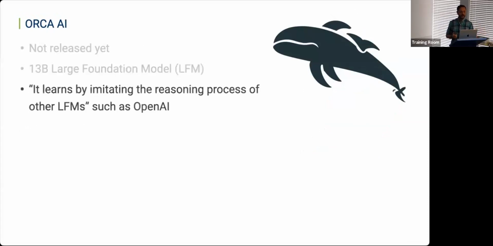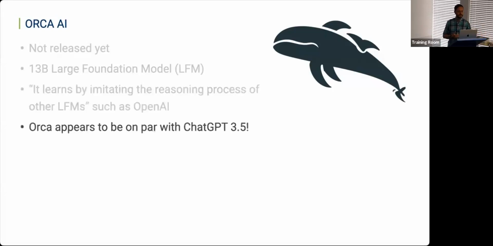Now, what's different about this is that it learns by imitating the reasoning process of other LLMs. Unlike traditional AI models that are trained on vast internet text and stuff like that, it's quite a bit different. And also the fact that Microsoft is actually working on Orca AI and putting this out, while they also have a stake in OpenAI, is kind of interesting too.